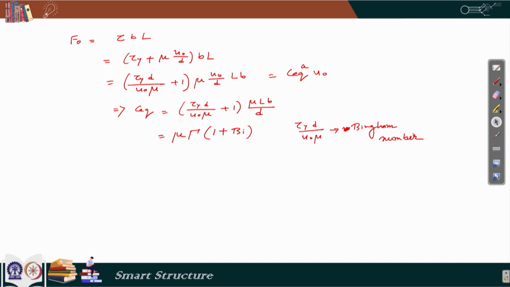In other words, we can say that mu into gamma is C equivalent 0, C equivalent for the inactive case, the zero field case. So, C equivalent is C equivalent 0 multiplied by 1 plus the Bingham number. Here the Bingham number tells me how much damping we achieve by applying an electric field across the fluid layer. So, the greater the Bingham number, the more active damping component I have.